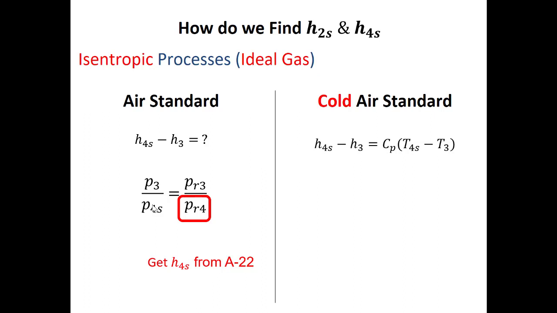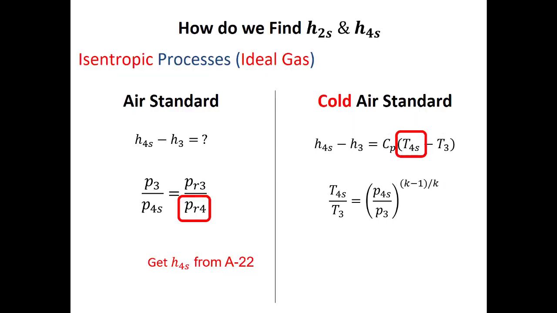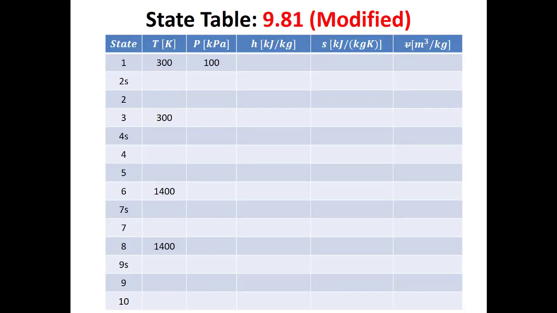In the constant specific heat analysis, again, delta H becomes Cp times delta T. The only thing here I don't know is T4s, so I have to use this isentropic relationship for constant specific heat, which puts k in the exponent, and I have something about temperature ratios and pressure ratios. So now I found state 4s.